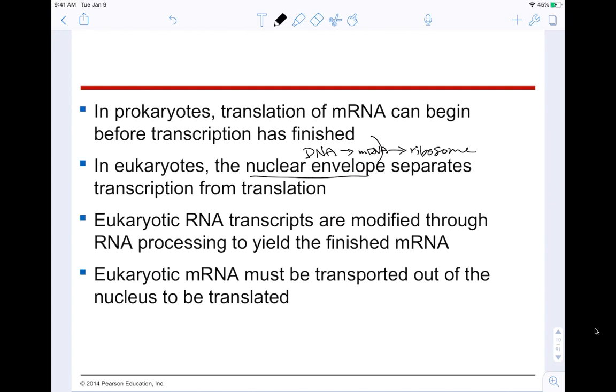So then in our eukaryotic RNA transcripts, they're modified through RNA processing to yield a finished mRNA, because we have something called pre-mRNA, and then afterwards it becomes like big boy mRNA that's ready to go off and make a protein. Okay, so eukaryotic mRNA must be transported out of the nucleus to then be translated. So we made this in transcription and transport it out of the nucleus, as I drew up here for you, to then be translated again at the ribosome.